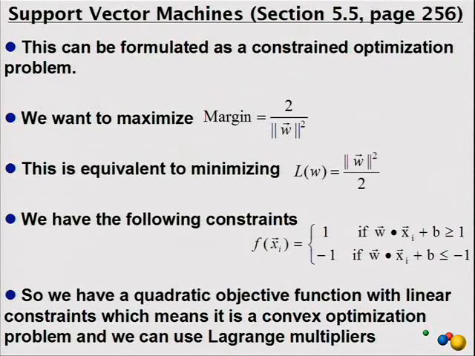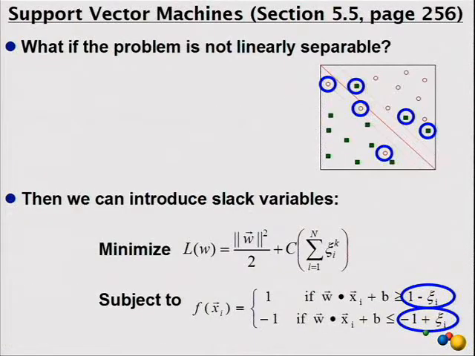Now, the question comes up when you're trying to apply this in practice: what if the problem is not really linearly separable, right? In this case, I have 1, 2, 3 green guys that are on the wrong side of the margin, and 1, 2, 3 red circle guys that are on the wrong side of the margin, right? There's no line I can draw through this data that will separate it perfectly. So you can allow for that by introducing some slack.